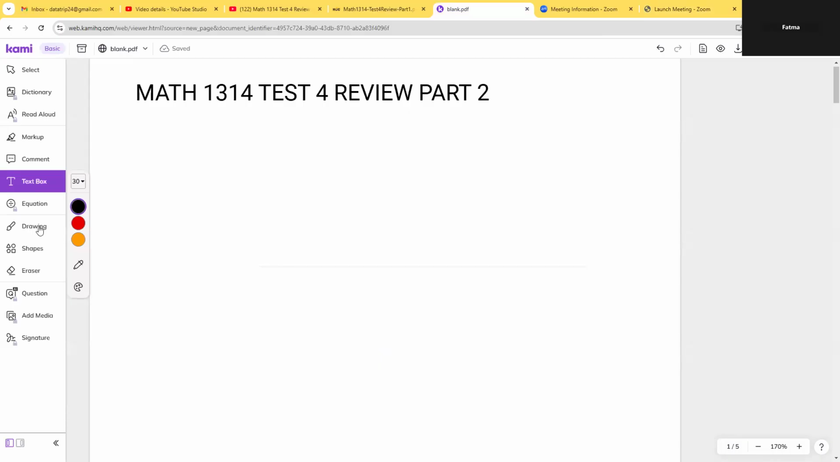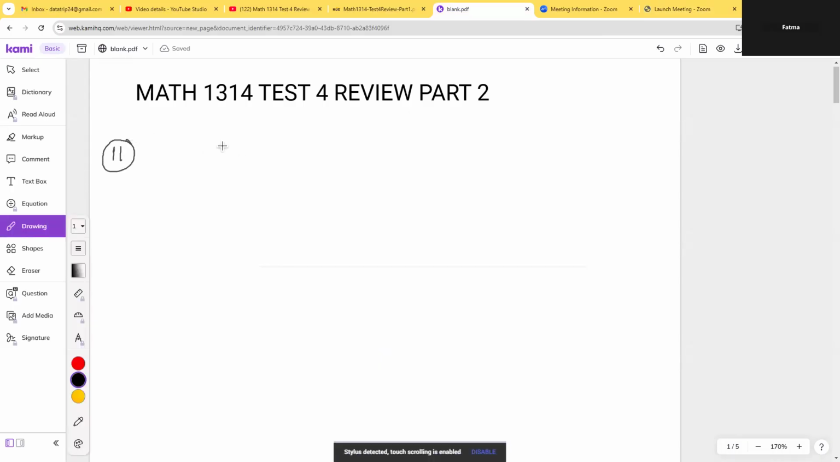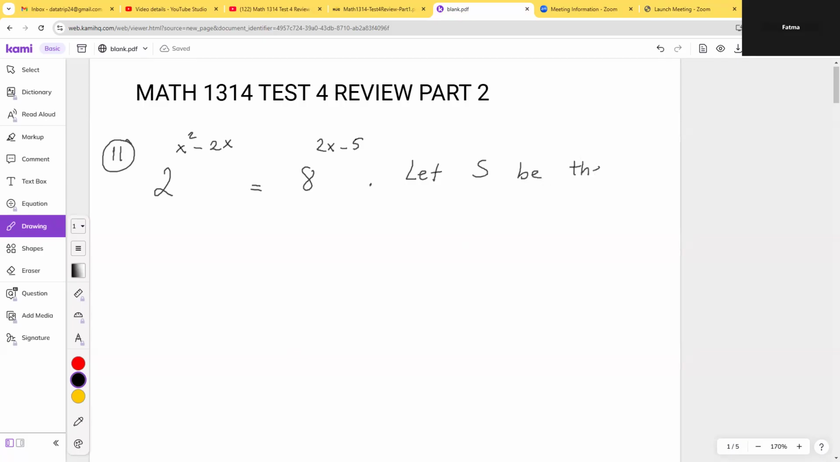So I'm going to put question 11 from the test. Question 11 is a problem like this. I have 2 to the power of x squared minus 2x is equal to 8 to the power of 2x minus 5. This equation is given, and they say let S be the sum of the solutions. What is S?